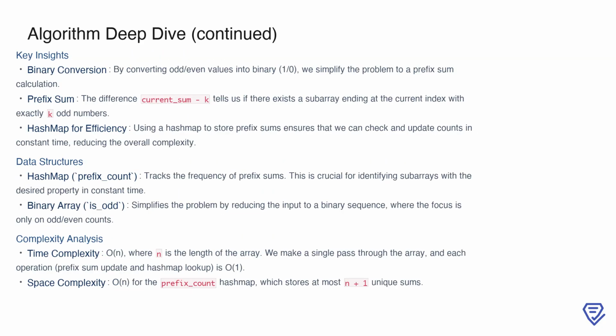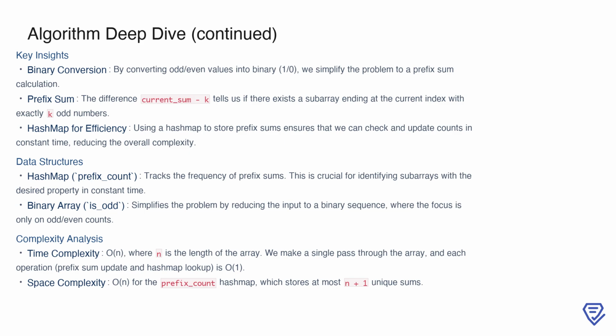The key insight for solving this problem lies in the conversion of odd and even numbers into binary values. By reducing the array to ones and zeros, we simplify the task to a prefix sum calculation. The difference current_sum - k allows us to quickly determine if there exists a subarray ending at the current index with exactly k odd numbers. The use of a hash map, prefix_count, is critical for efficiency. It allows us to track how many times each prefix sum has occurred and retrieve this information in constant time, which drastically reduces the complexity compared to the brute force method.